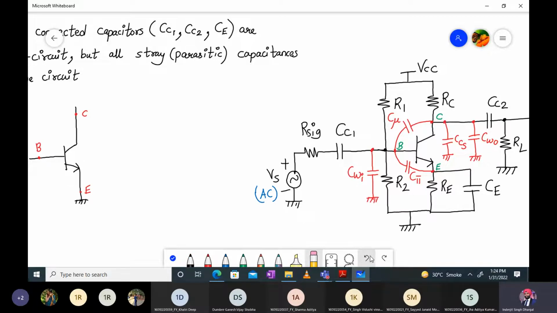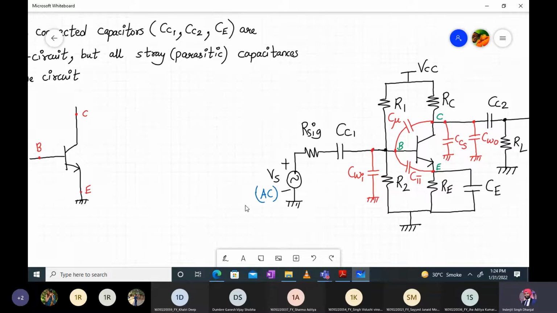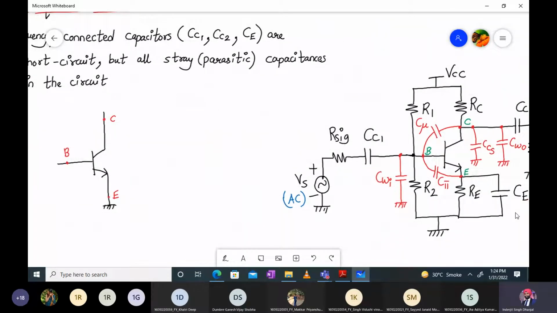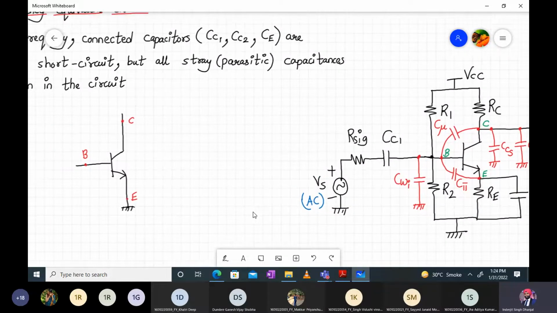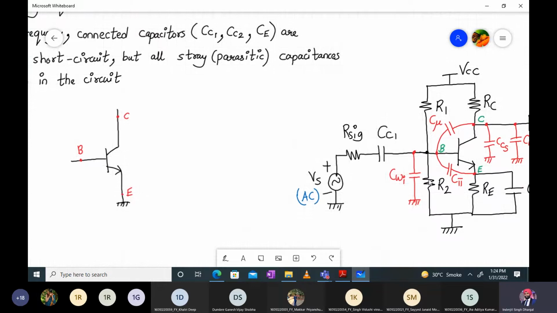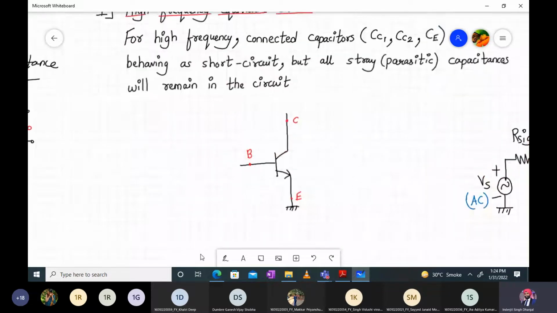Okay, so let's continue. From the emitter side, we have the bypass capacitor CE short circuited, so the emitter will be connected to the ground. Then at the base and emitter, what do we have? R1 and R2 are connected in parallel. So let me draw it over here. R1 parallel to R2. You all also draw at your end.